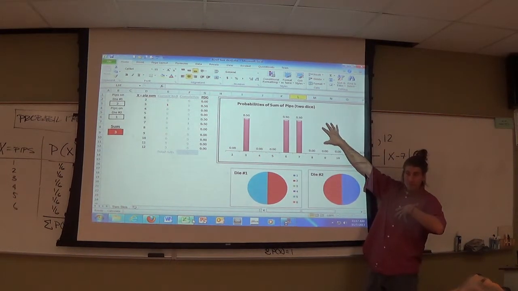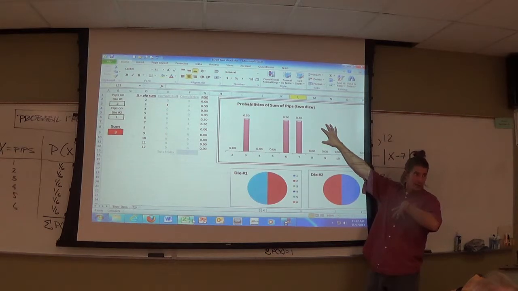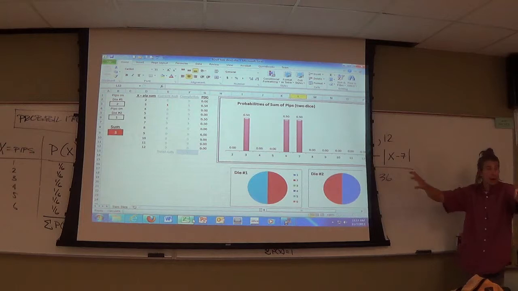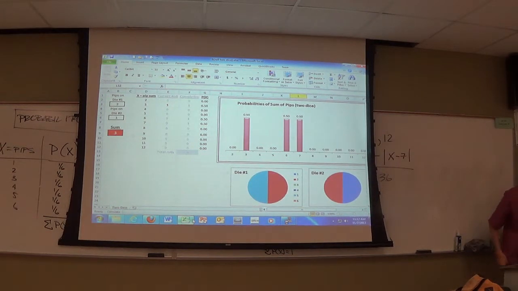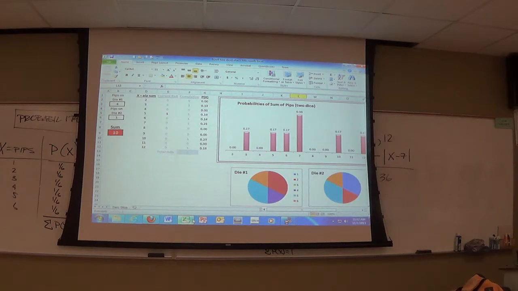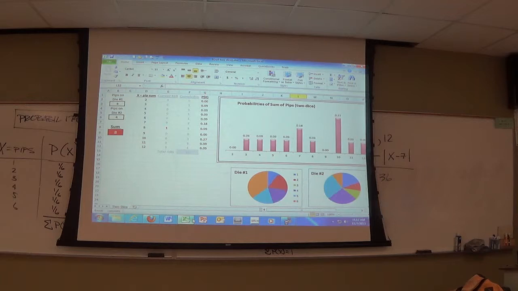This histogram, take a guess what it's going to show you. Probability of the sum of it. The probability of the sum of the pips. That's what I said. Okay, excellent. So what we're going to do is, I'm going to press F9, roll some dice. What I'm doing right here would be the equivalent of you guys throwing a pair of dice, looking at what you get.